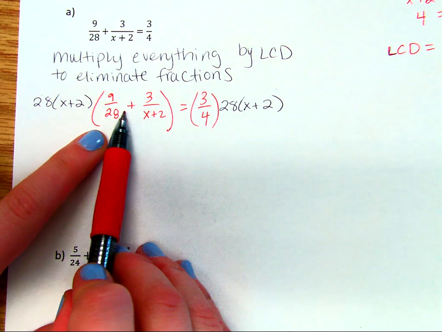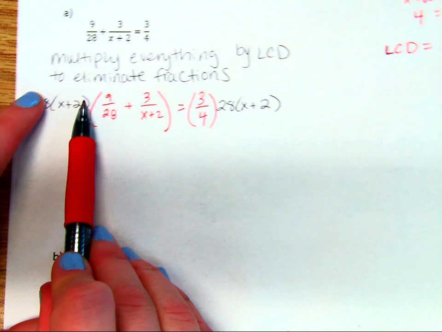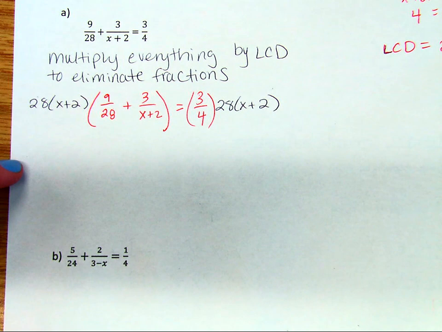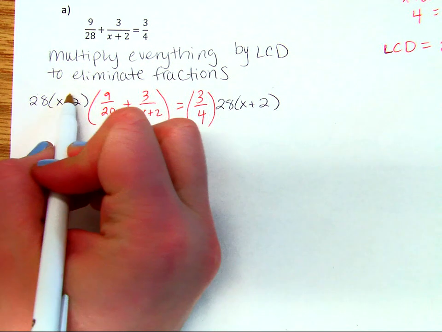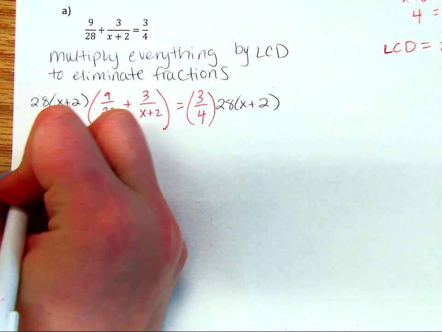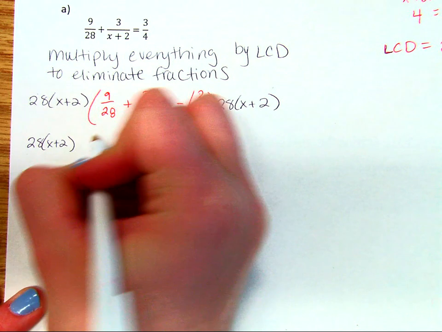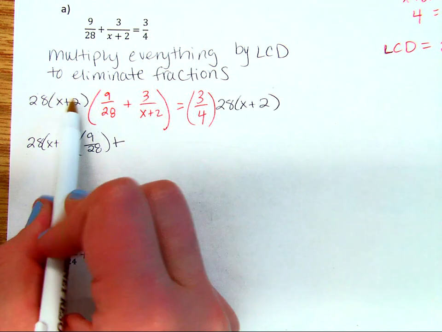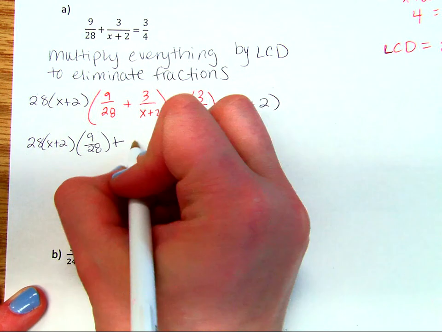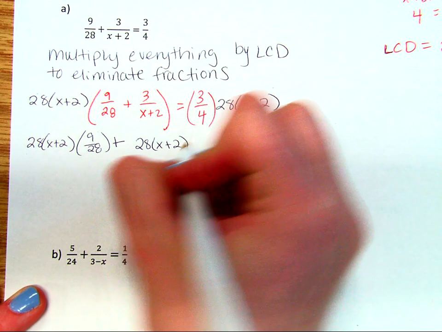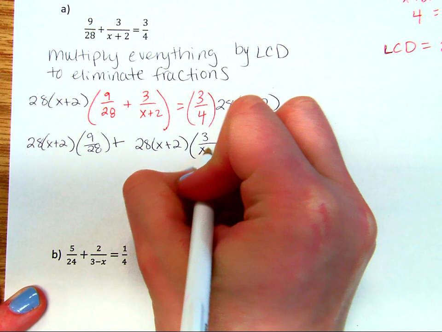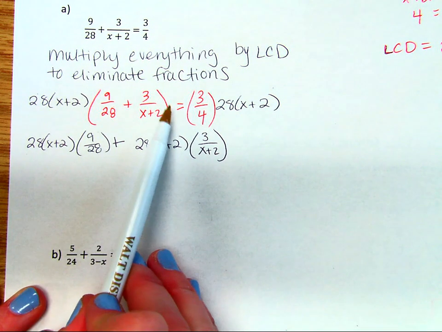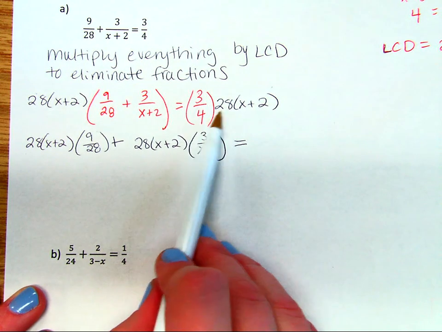So technically, since I have this addition here, I need to distribute this to both of the terms inside the parentheses. So get ready for some writing here. I'm going to distribute to both terms. So I'm going to have 28 times x plus 2 times 9/28ths, plus, now distribute to the second term, 28 times x plus 2 times 3 over x plus 2. Okay, I just used my distributive property here. Equals. Now let's do the right side, sorry.